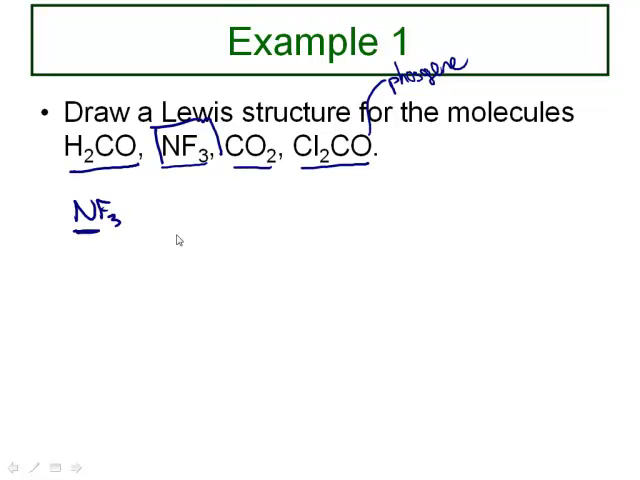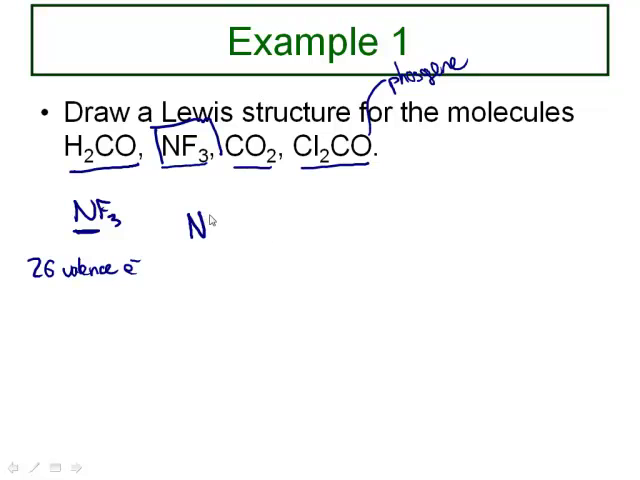Let's count up the number of valence electrons it should have. Nitrogen's a group 5, so it has 5 valence electrons. Fluorine has got 7. Each one's got 7. We have 3 fluorines, so 3 times 7 is 21. Plus 5, we're going to have a total of 26 valence electrons to use. Okay? Now I'm going to start drawing my Lewis structure.